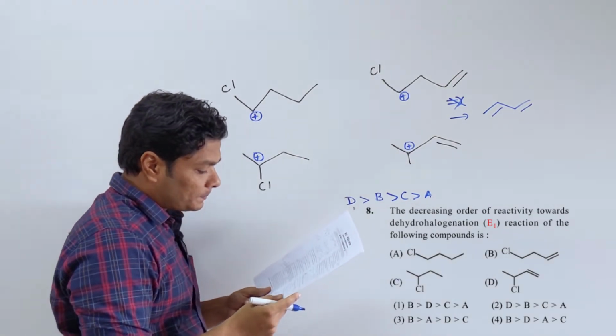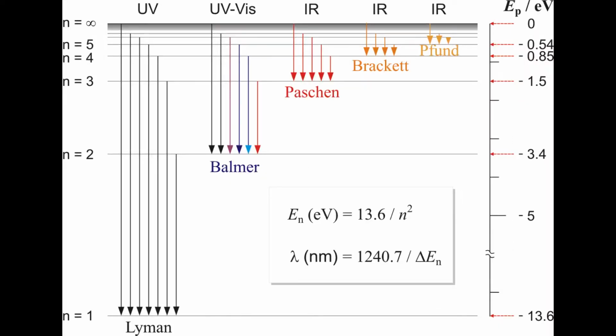Option beta. Question number 9. For the Balmer series, what do we know? For Lyman series, N1 equals 1. For Balmer series, N1 equals 2. N2 is greater than 2.